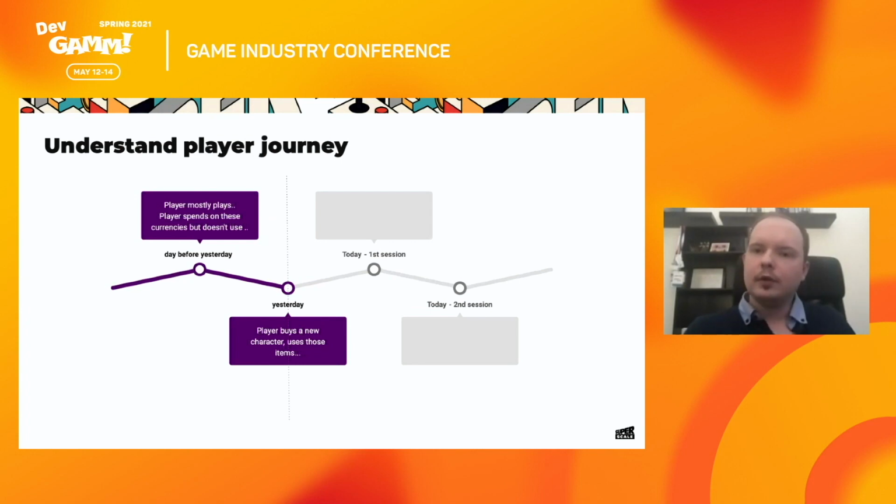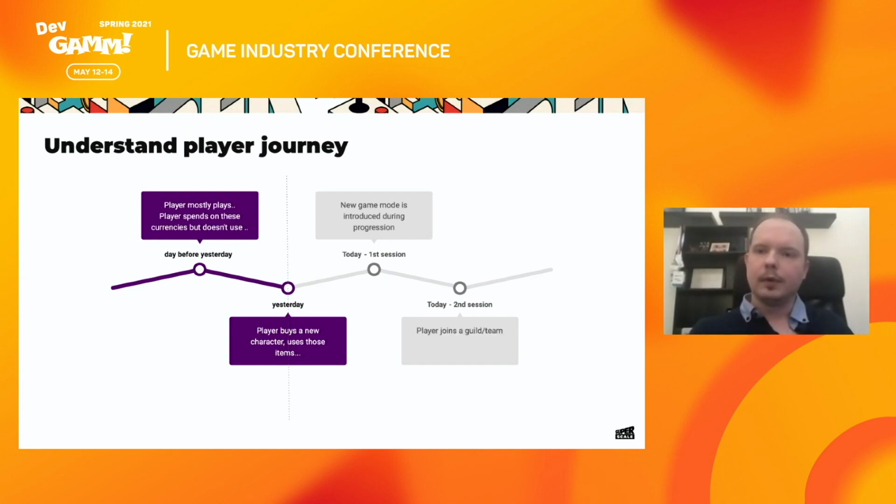Yesterday he could buy a new character, or maybe use some of the items he has in his balance. But what about today? We don't have that data, but we can predict whether the player is going to get the new game mode, because based on his progression through the levels, he's probably going to hit the new game mode today, which alters his demand. A new game mode should have new currencies, maybe new characters, and so on. So we can alter his preference.